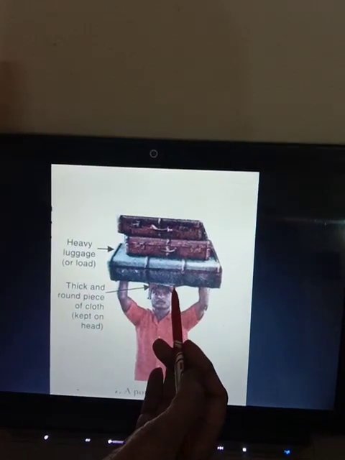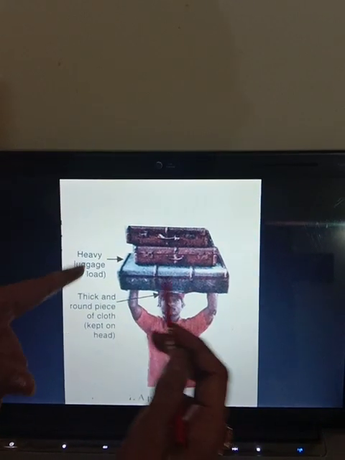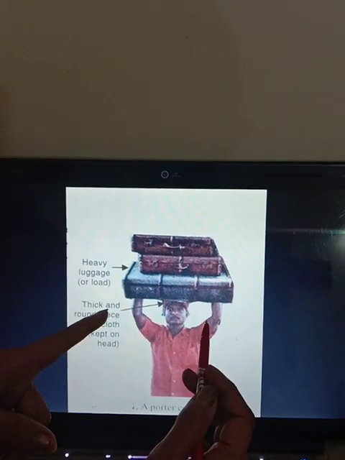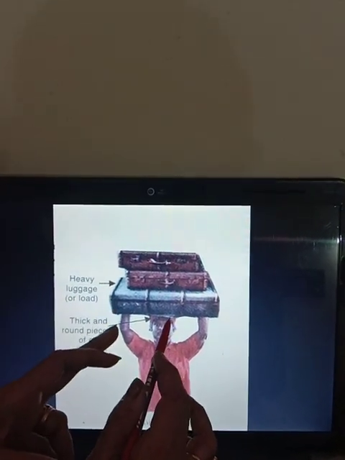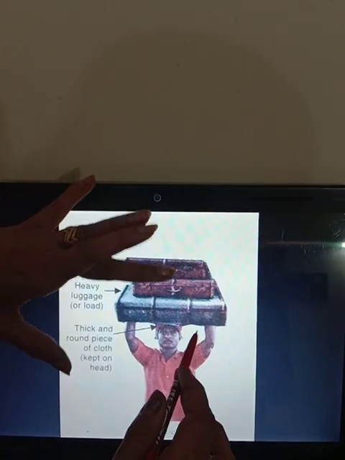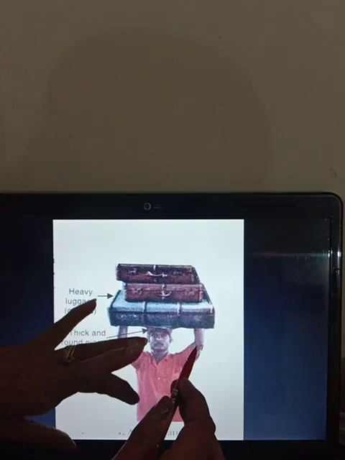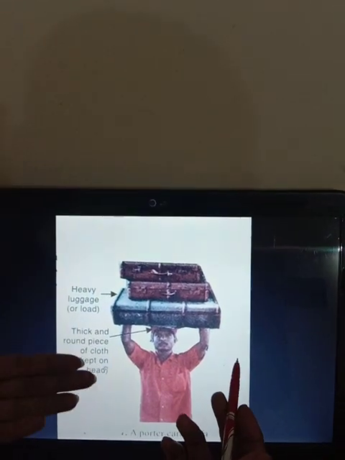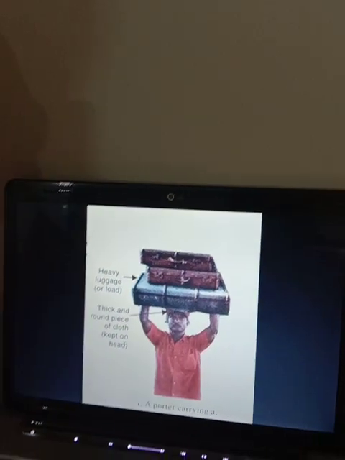He has kept a round piece of cloth on his head to increase the area in contact. By keeping this piece of cloth on the head, the area of contact between the cloth and this suitcase or heavy load increases. As the area is increased, pressure will be decreased and heavy luggage will be carried easily by the porters. So porters keep a round piece of cloth on their head before carrying heavy loads.